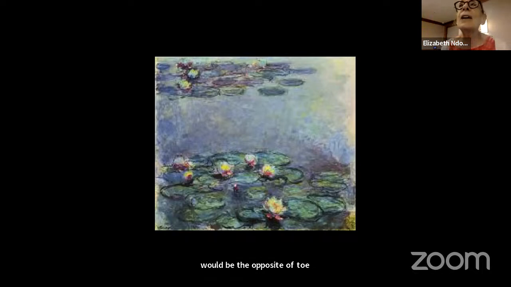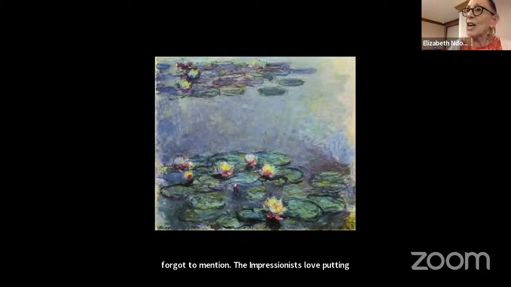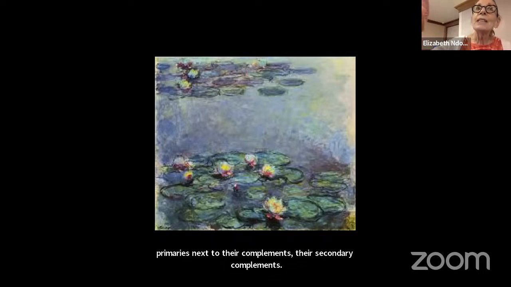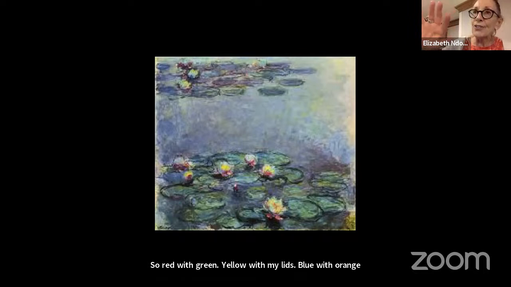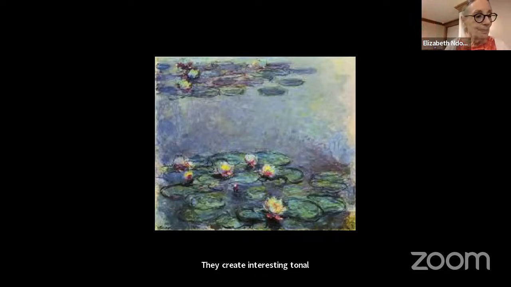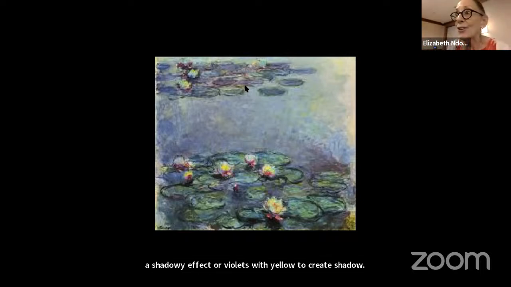Okay. Here's something else about the Impressionists that I forgot to mention. The Impressionists love putting primaries next to their complements, their secondary complements. So red with green, yellow with violet, blue with orange, because when they are juxtaposed next to each other, they create interesting tonal happenings. So frequently Monet would put red with green to create a shadowy effect, or violet with yellow to create shadow. He never, ever used black. Never used black in his paintings.